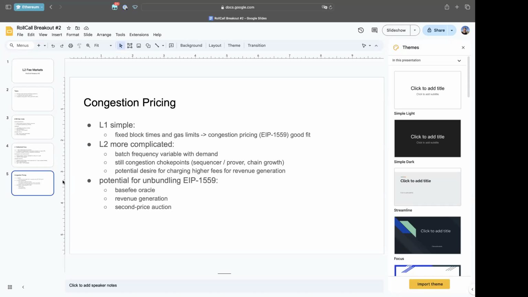The way I think about it is that 1559 is the combination of these three things: the base fee oracle, the way of making the revenue go to the protocol, and this nice second price auction aspect for users. So there may be some subset of that we could do in the layer 2 context in a different way. So I don't know. Those were just my thoughts when I was preparing for this call.